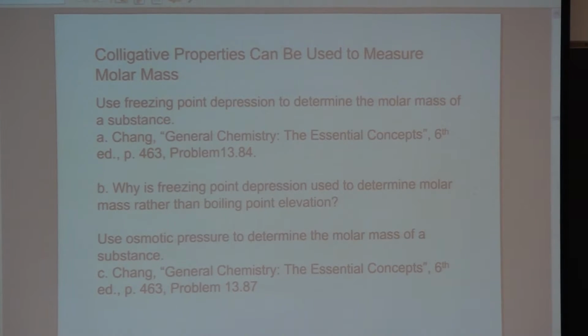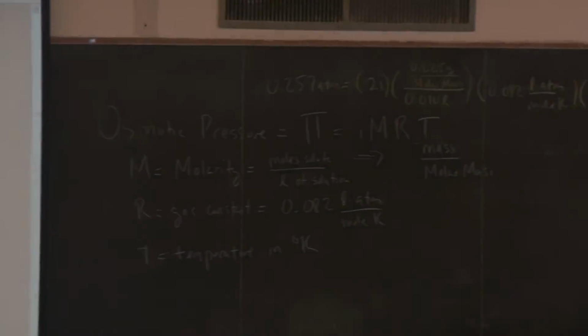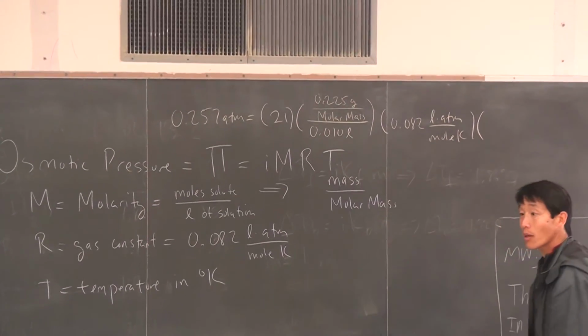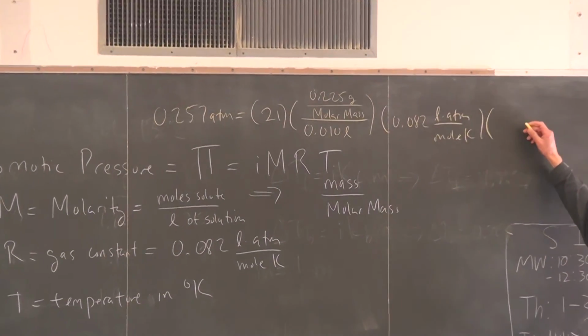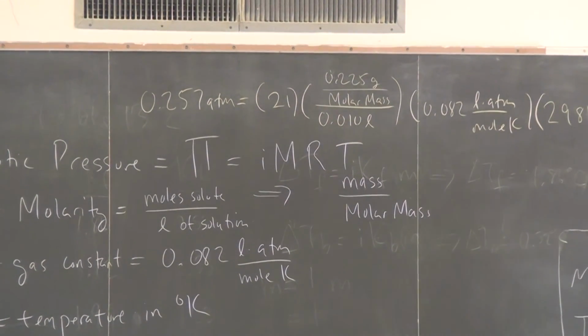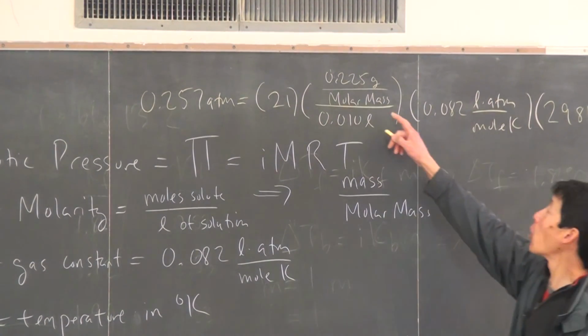And then the R value is 0.082. And then the temperature is 25 degrees, but we need to convert that to degrees Kelvin. So that's going to be 298 Kelvin. So we want to solve for molar mass.